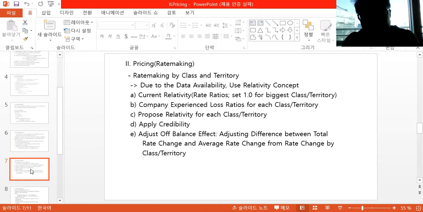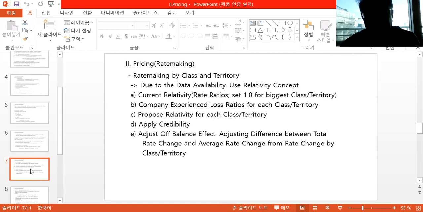When you do rate making by class and territory, if you split all that data by class and territory, you're not going to have enough data. Because of that, many times you use the relativity concept. The current relativity is like a weight ratio, set to 1.0 for the biggest class territories. So it's like a comparative rate. Then you take the company experience loss ratio for each class and territory.